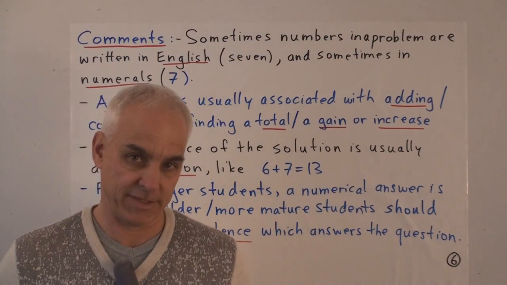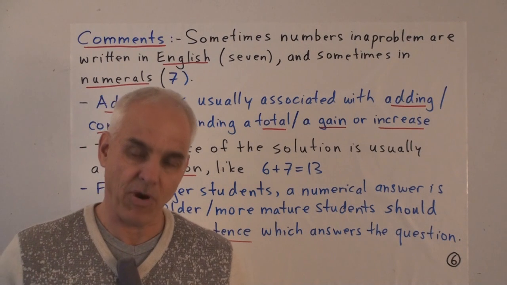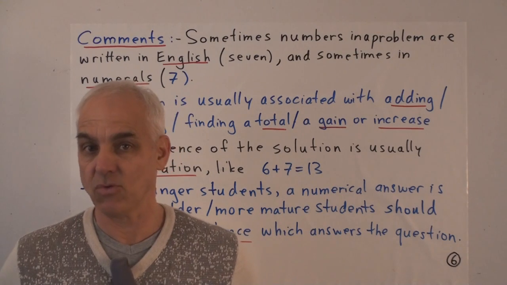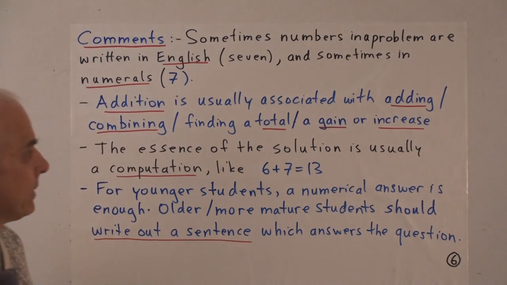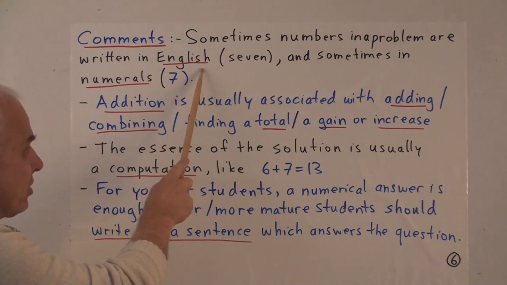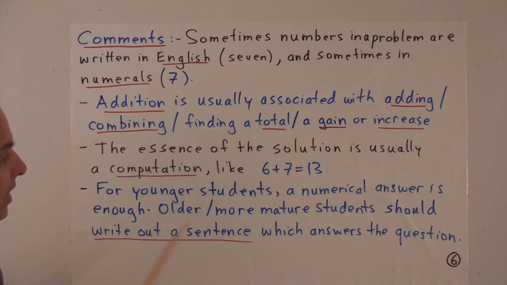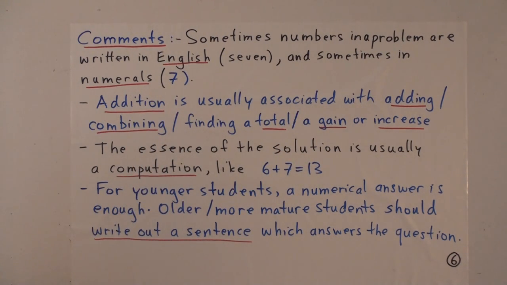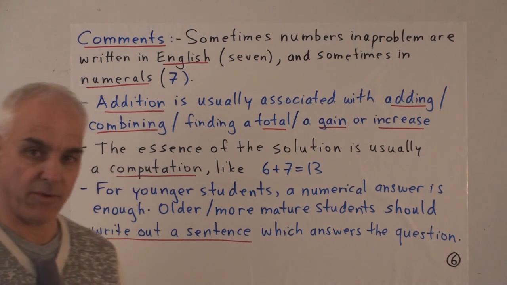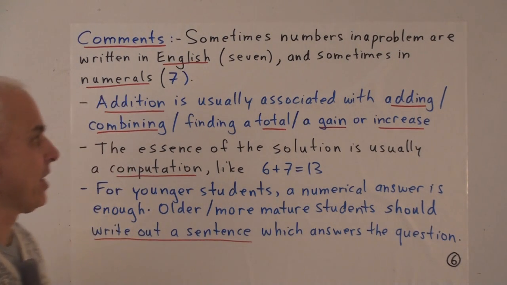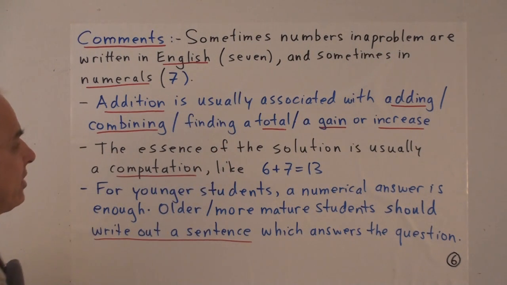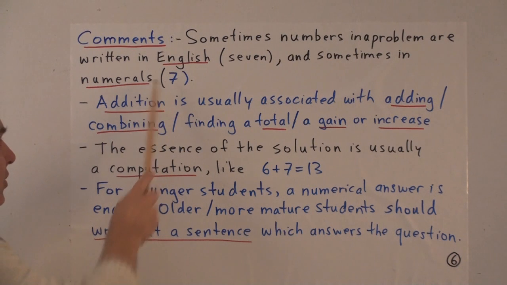Here are some comments about the problems that we've been looking at, the kinds of things that can occur, the kinds of things to watch out for. The numbers that appear in a problem are sometimes written in English, like 7 this way, and sometimes they appear in numeral form, like this. We've got to be able to work with either of them confidently. So we need to know, of course, how to convert the English names for the numbers to the numeral form.